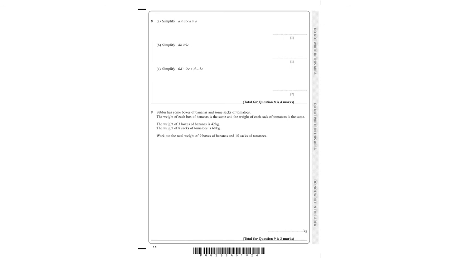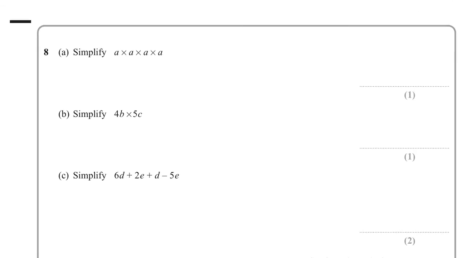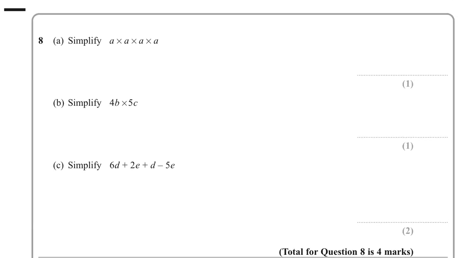Question 8. Simplify A times A times A times A. What is this the same as? A to the power of 4. Perfect. Simplify 4b times 5c. 20BC, because we're going to multiply the numbers first. 4 times 5 is 20. B times C is BC.